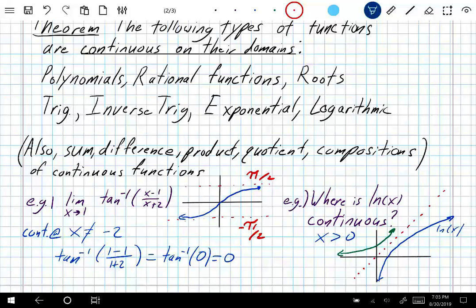Great. Wonderful. Okay, so that's a nice gift. Feel free to use it from now on. Much better than trying to use a table.